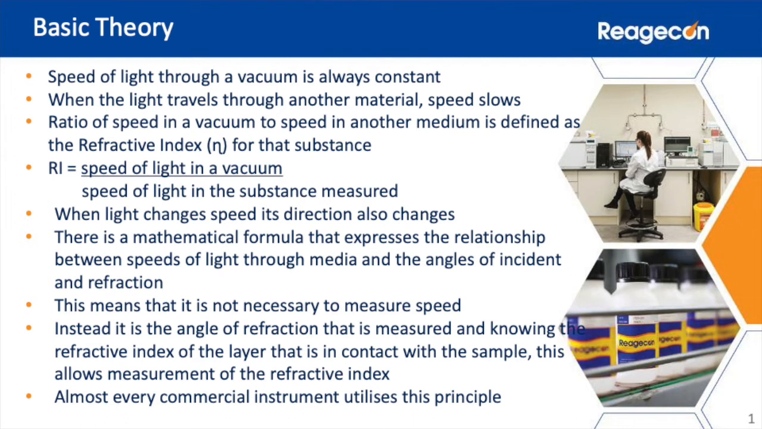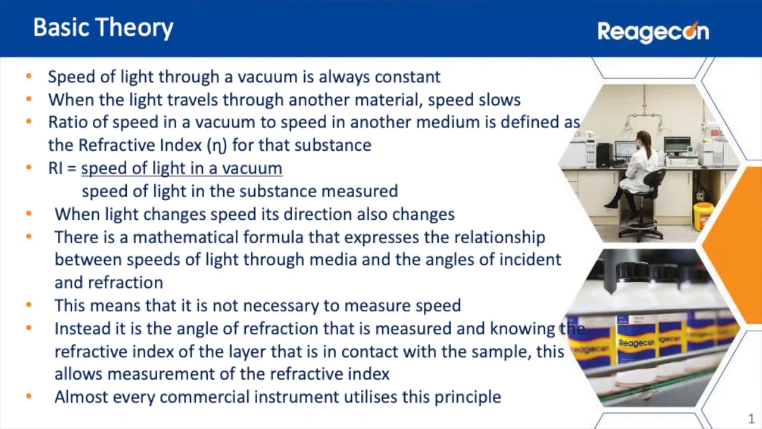In terms of how a refractometer works, when light changes speed as it crosses the boundary from one medium to another, as well as its speed changing, its direction also changes. In other words, it is refracted. The relationship between the speeds of light through the two media, the angles of both incidence and refraction, and refractive index of the two media is expressed in a simple formula.